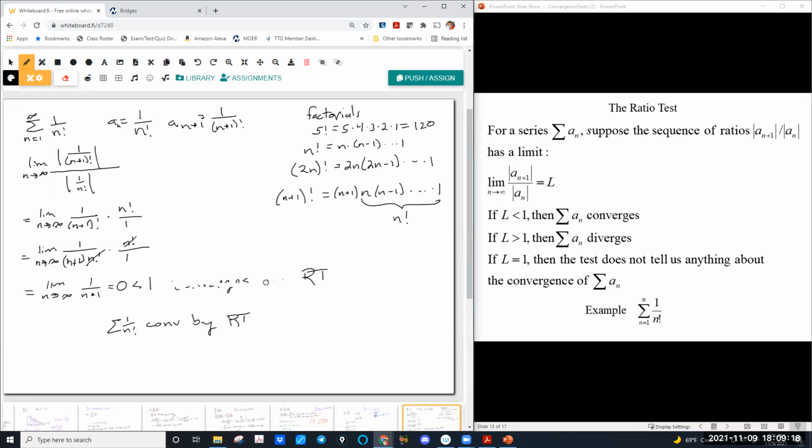Questions about this one? We're going to do a couple more ratio test problems, but if you have specific questions about this one, let me know. We're going to do a couple more ratio tests and then see what kind of time we have left after that. And guys, I'm recording this, so you'll have access to all this as well.